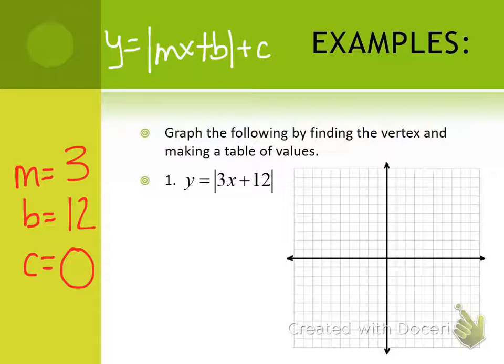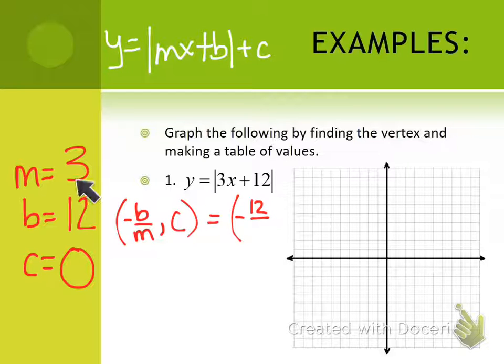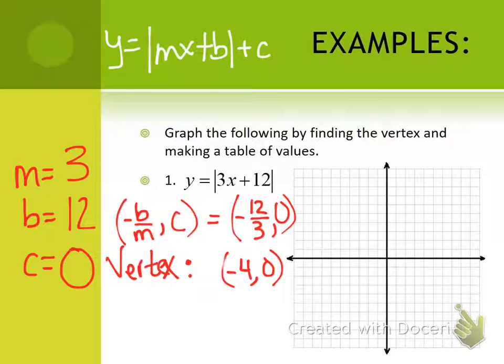In order to find our vertex, we are told up at the top of our notes that it is negative b over m comma c. So if we plug in all of our values here, we would have negative, our b is 12, so I'm going to put that in my numerator, over m is 3, that goes in my denominator, comma, my c is 0. So when we simplify it, we get a vertex of negative 4 comma 0.